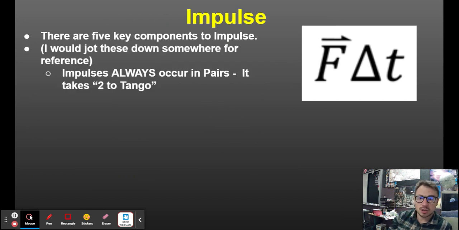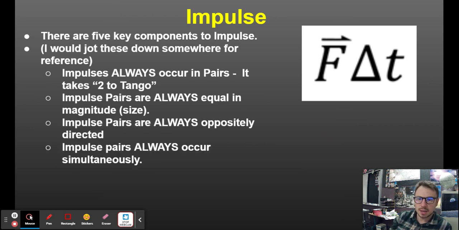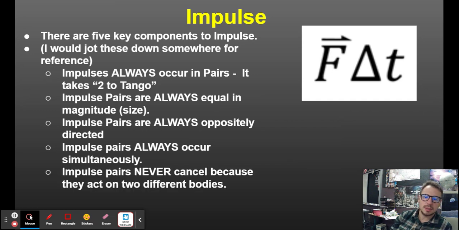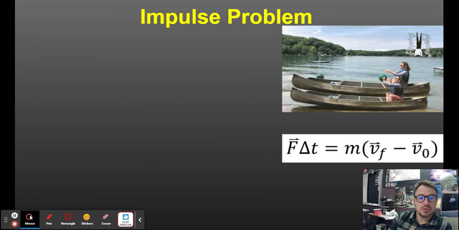So impulses always occur in pairs. Impulse pairs always are equal in magnitude. Impulse pairs are always oppositely directed. Impulse pairs always occur simultaneously. Impulse pairs never cancel because they act on two different bodies. So these should look very similar to the components of Newton's laws, those force pairs.